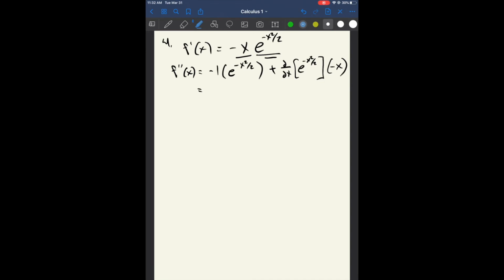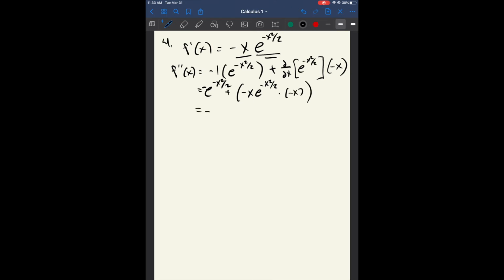So now notice we already know what the derivative of e to the minus x squared over 2 is, right? That's what this was, that's what f prime was. Okay? So I'm going to write that in for the derivative of e to the minus x squared over 2. So we have e to the minus x squared over 2, negative because of that negative on top there, plus, this derivative should be minus x e to the minus x squared over 2, and then times minus x, right? So times another minus x.